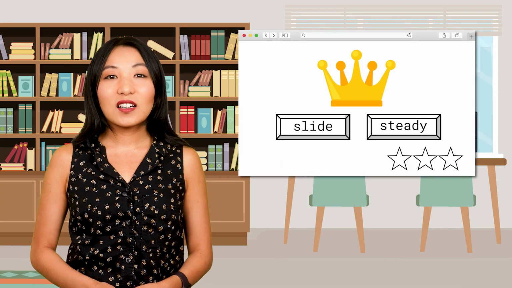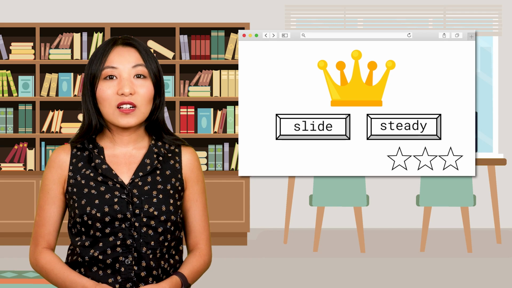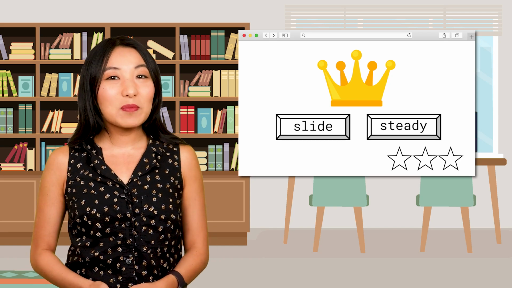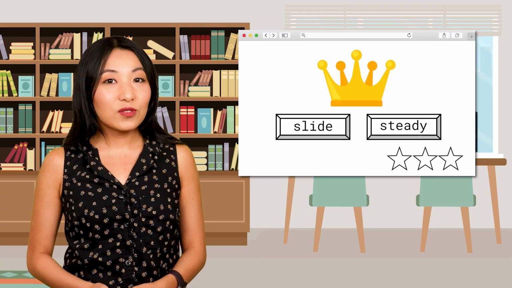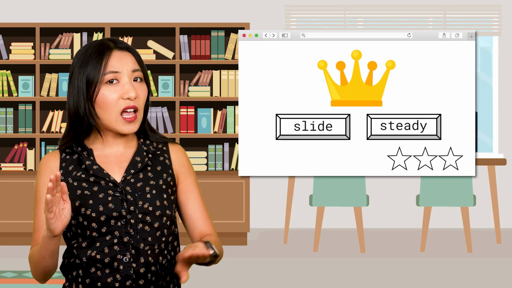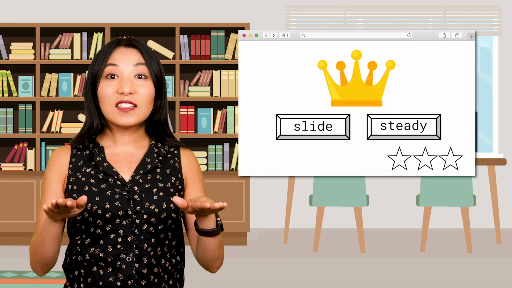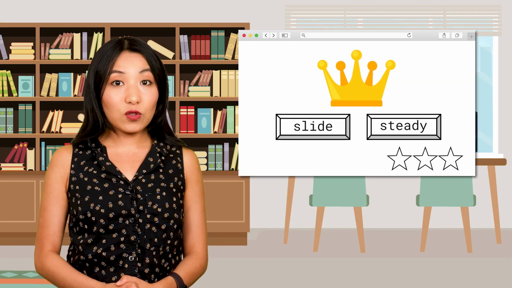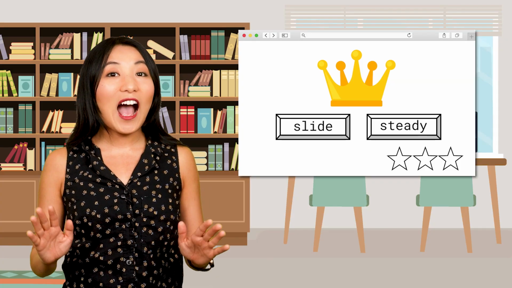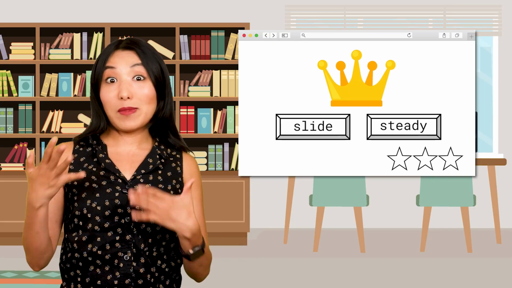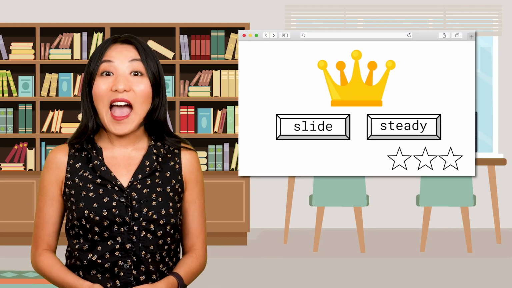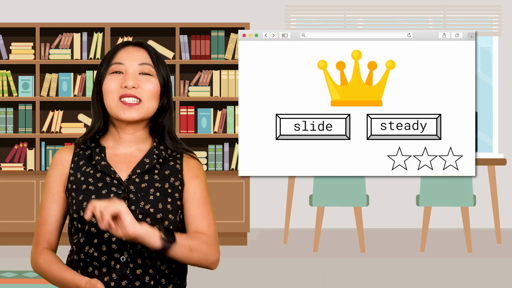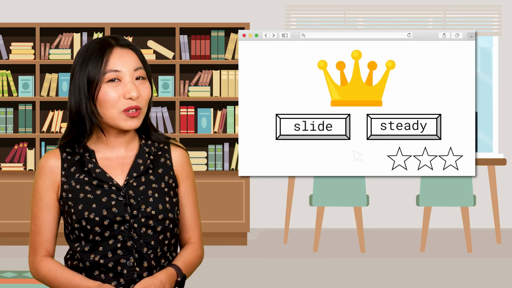Crown. Ow, n. Say the word with me. Crown. Does the vowel slide or stay steady? Try saying it super slowly to hear. Crown. My mouth slides around when I say the ow sound in the middle of the word. This must be a sliding vowel.